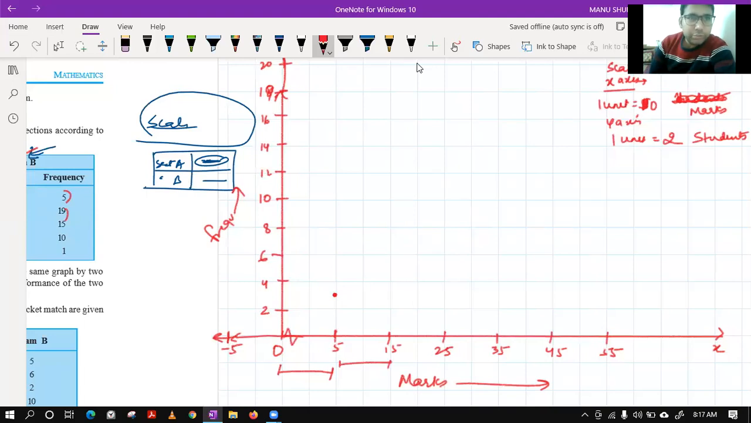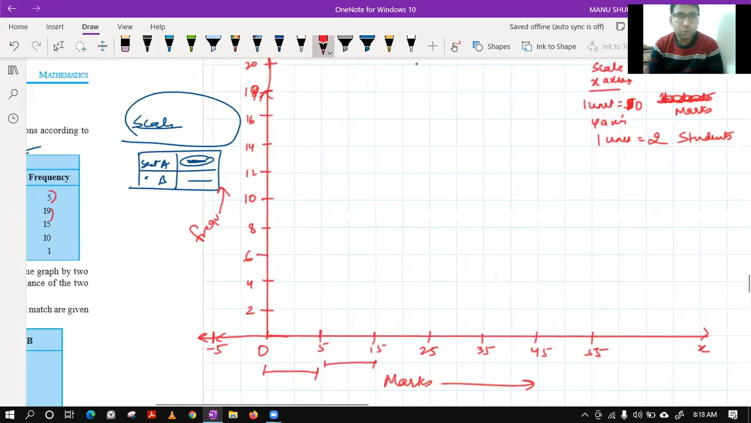Let me use a different pen to make it easy for you to understand, because it is a comparative one, so we should use a different one. Okay, so 5 comma 3, the first point, let me call it B. Is it visible to you? Yellow one. Shall we take green? Green will be fine.